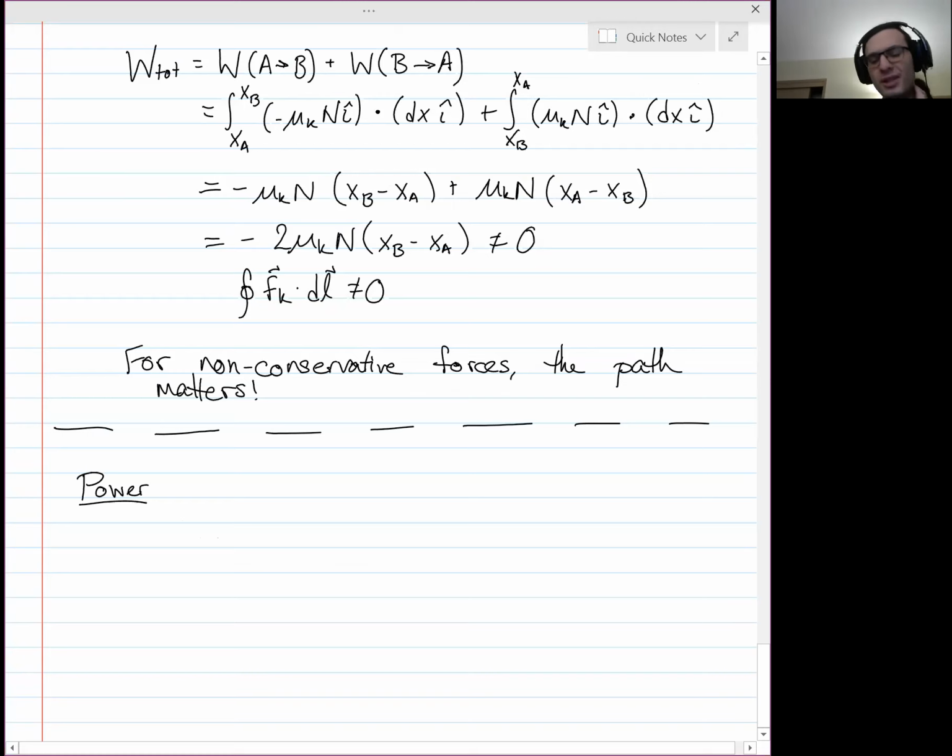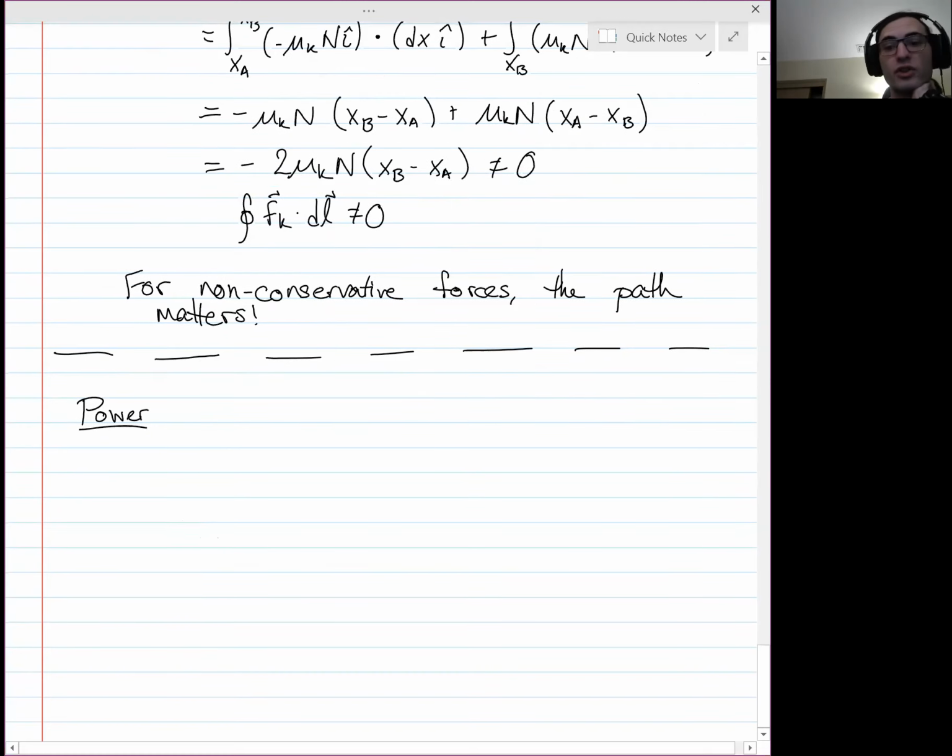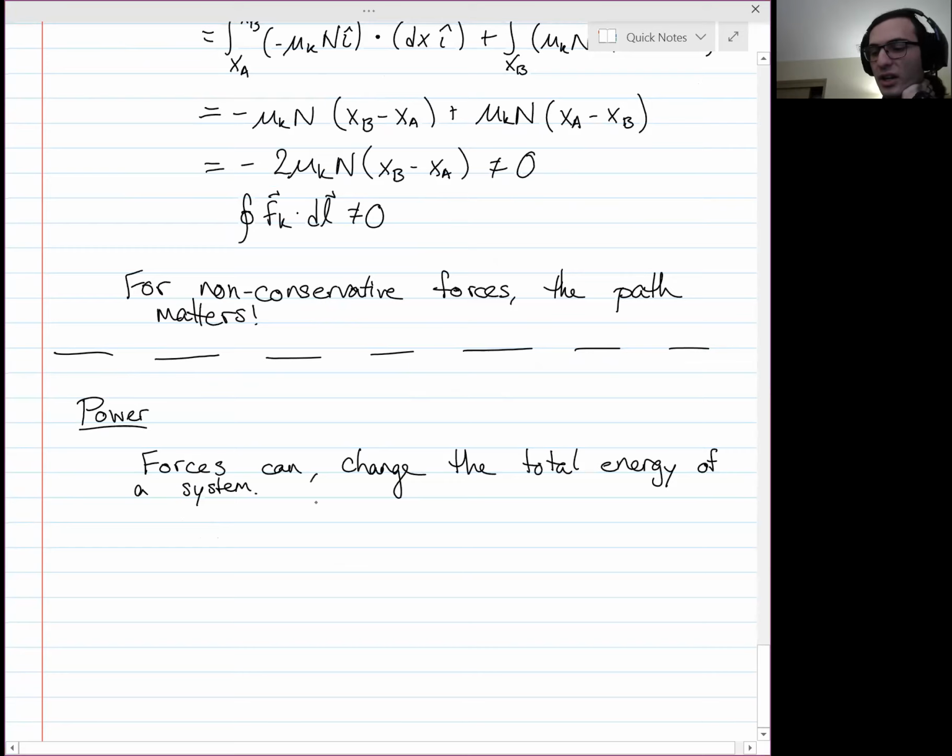So this is just another term that's worth introducing. The idea here is that forces can change the total energy of a system. This is a la the work energy theorem.